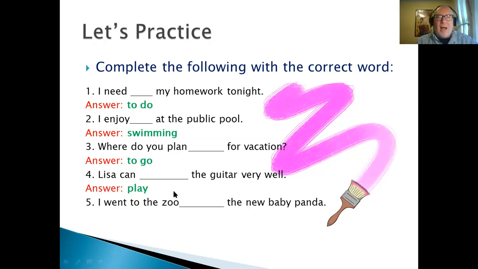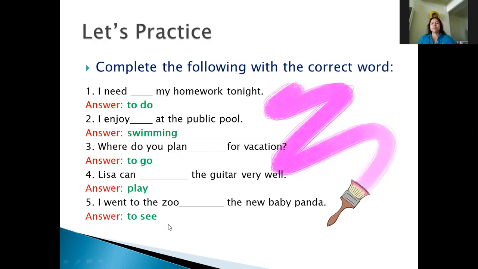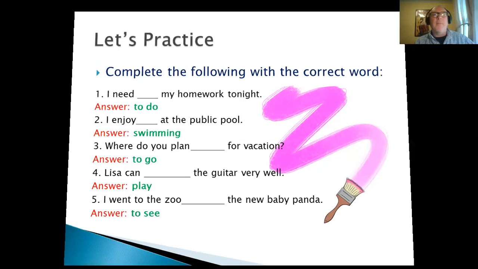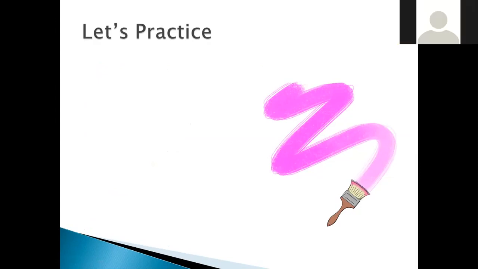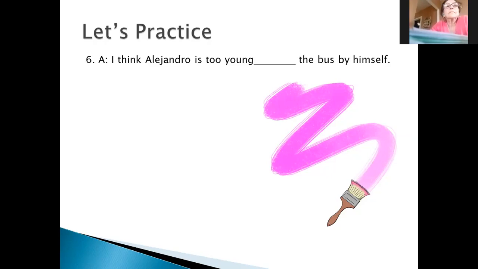All right. I went to the zoo ___ the new baby panda. Why? To see. To see the new baby panda. Infinitive for the reason you're doing something. Excellent. All right, let's try some more. I think Alejandro is too young ___ the bus by himself. To take, right?